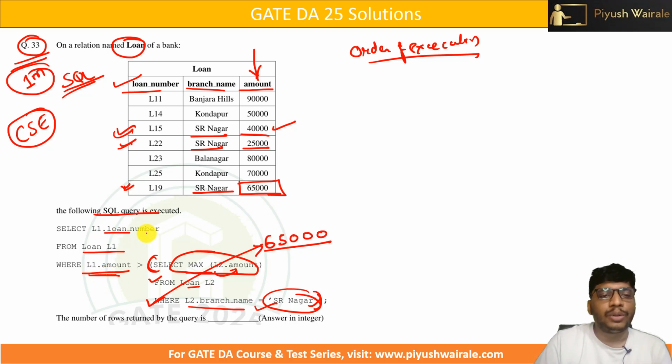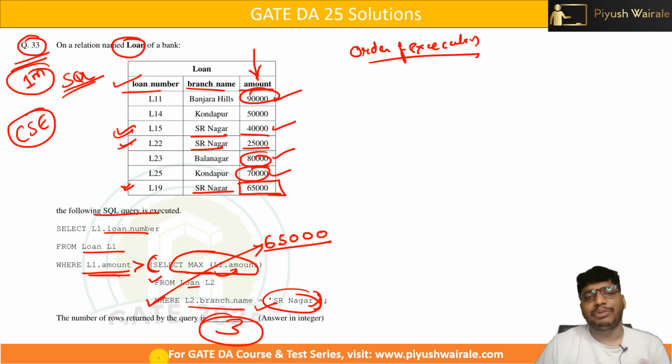Now we are selecting the loan number from table loan where amount is greater than 65,000. So you can see the table now. How many rows have an amount greater than 65,000? You can see 90,000, one row, second row and third row. So we have these three rows which have an amount greater than 65,000. So that's it. The number of rows returned by the query is 3. A simple question which was asked for 1 mark.